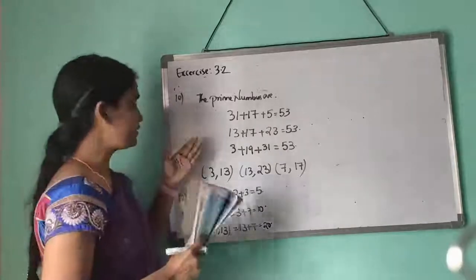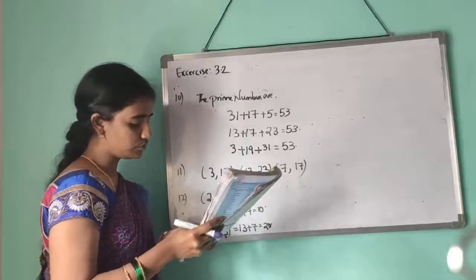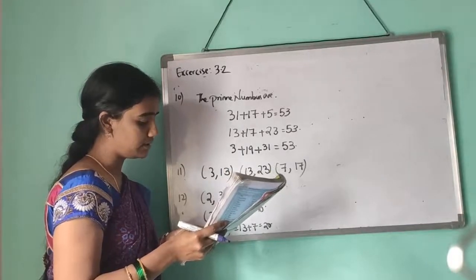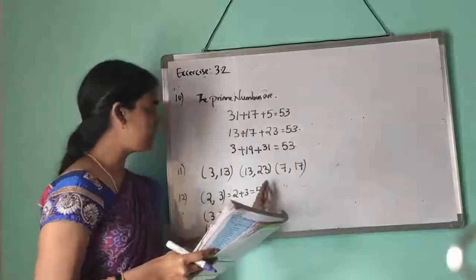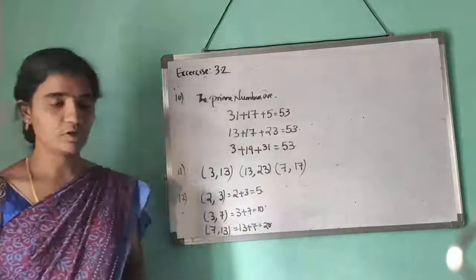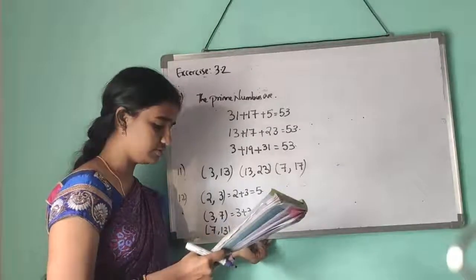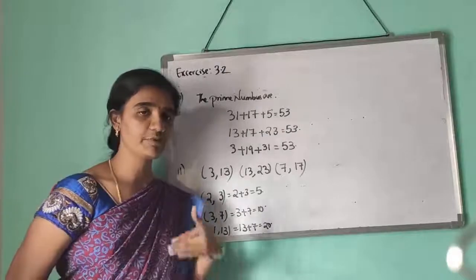So in this way we have to find the 3 pairs of prime numbers less than 20 whose sum is divisible by 5.